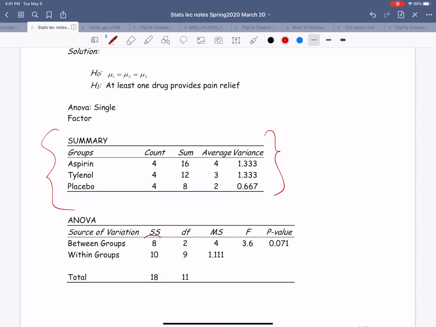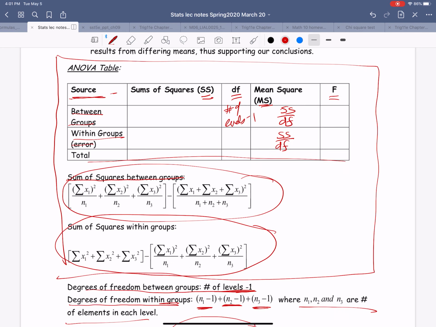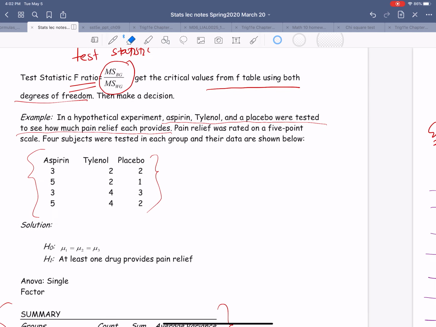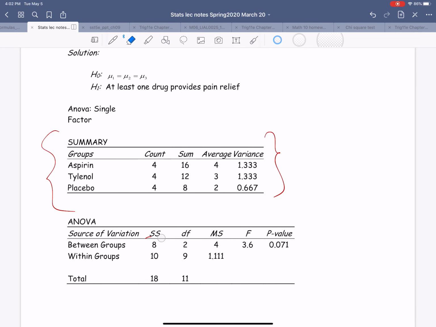To calculate the sum of squares, this is a lot of work, and we would be using the formula listed here. To calculate the sum of squares within groups, we will be using this formula. So the number 8 was found by using those formulas, and the 10 was found using the sum of squares formulas.